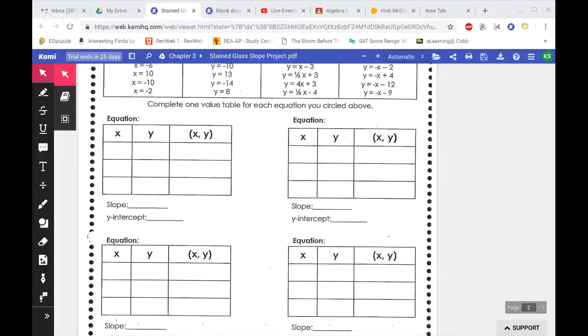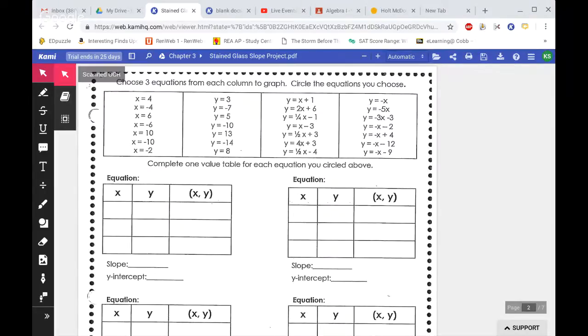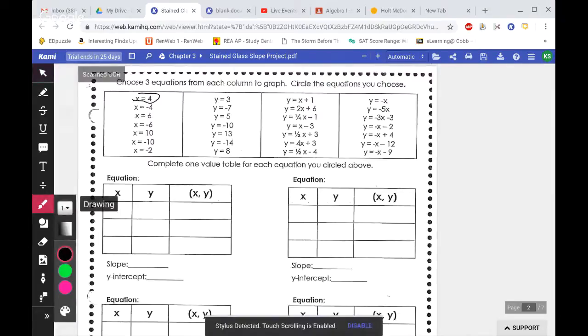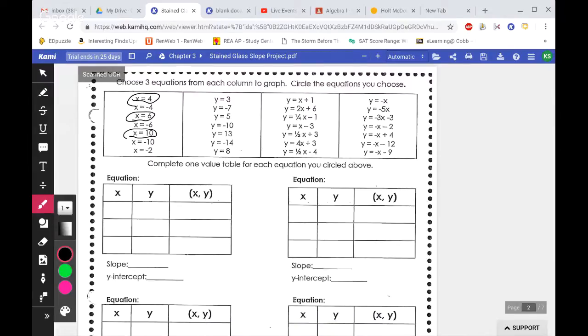Which 3 lines did you pick from the first column? X equals 4, x equals 6, and x equals 10. So those are the ones that I circled. Okay. So did you write them straight down, or did you go across? Like, is your x equals 6 here or is it here? It's across. Across. Okay.